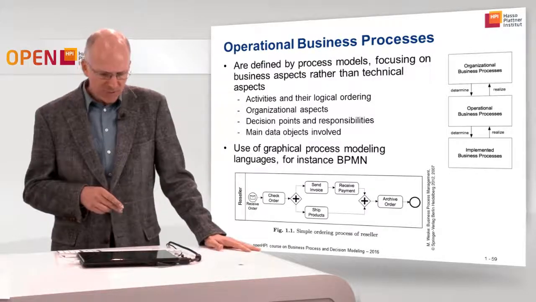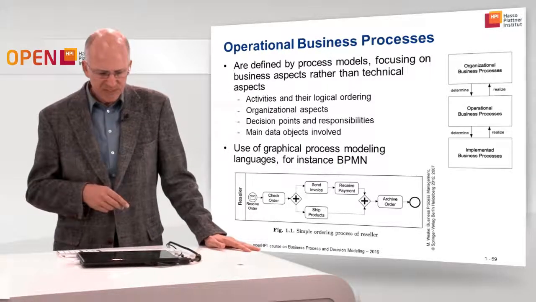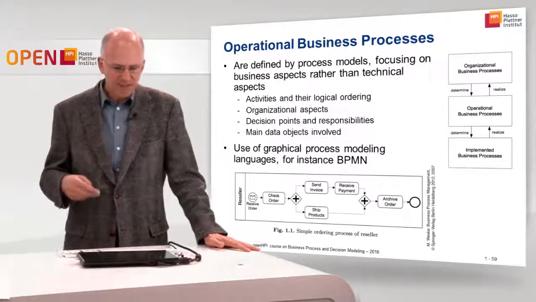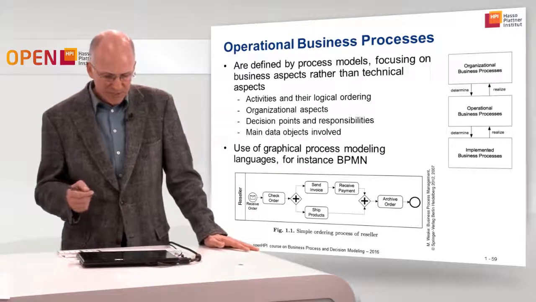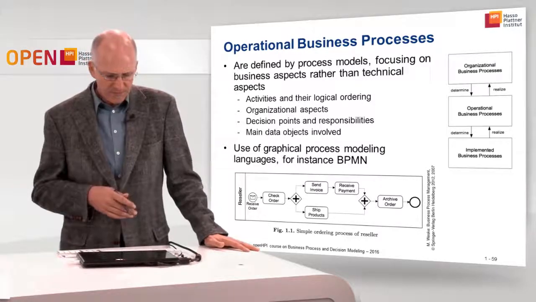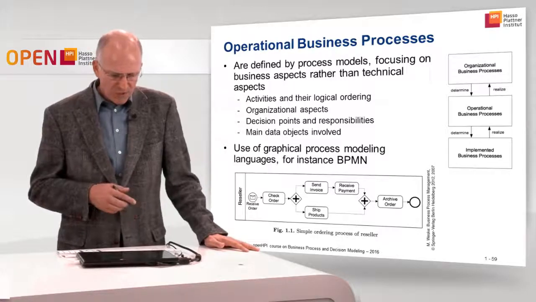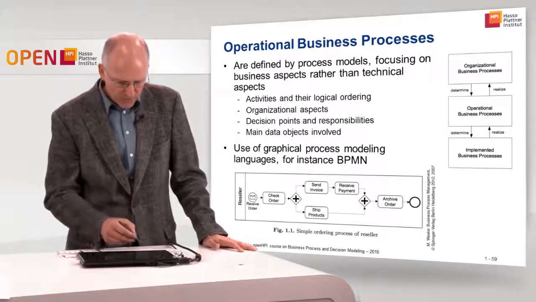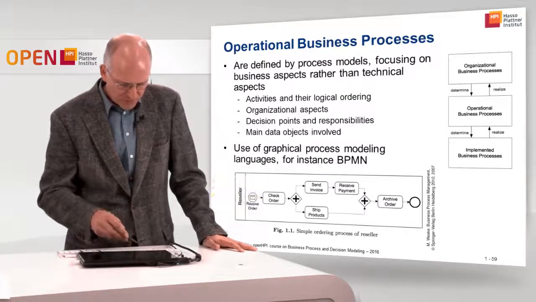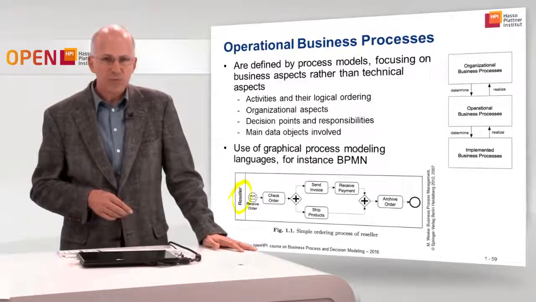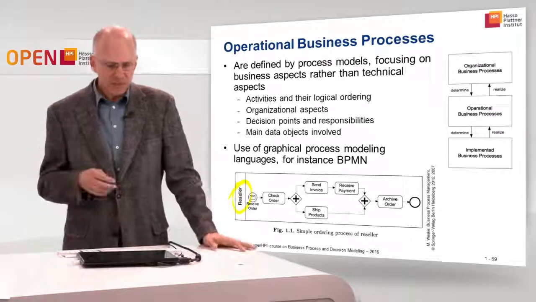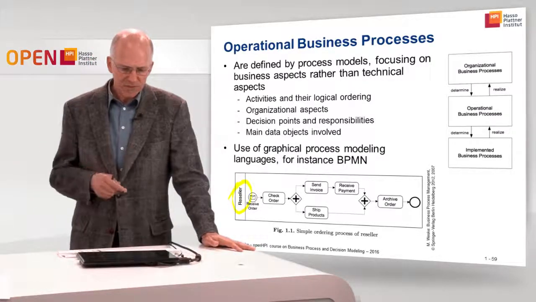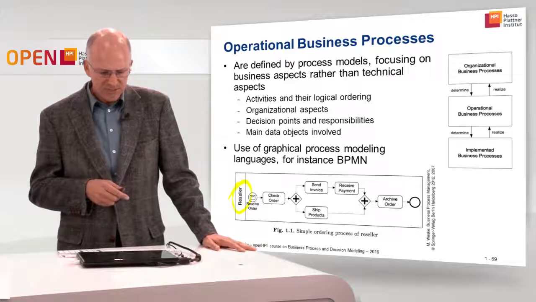Here, process models are defined, BPMN process models that focus on business aspects rather than technical implementation aspects. So here we see activities and the logical ordering, as we've seen before. We see organizational aspects. So far we have only seen organizational aspects related to the organization that is responsible. Here we have the reseller, and also we had the insurance company and the customer and so forth, but we will go into a bit more detail on these organizational aspects that are also covered in the operational business processes.